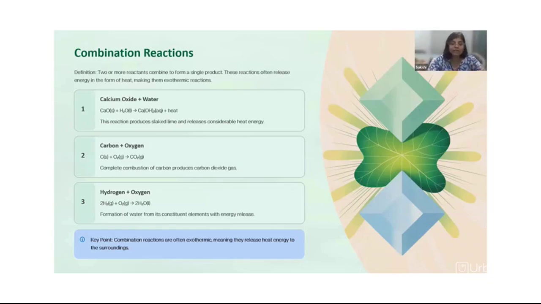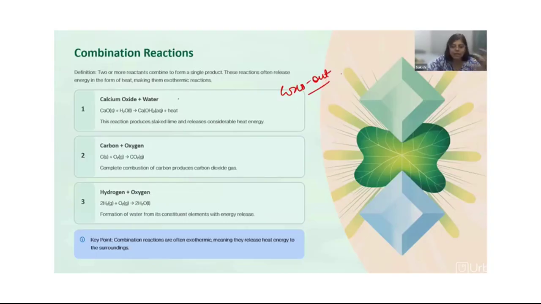So if energy is released in the form of heat, can you tell me which type of reaction it is? Is it exothermic? Is it endothermic? Think. Yes, it is exothermic, right? Exo means out. That means heat is released. Let us look at a few examples.